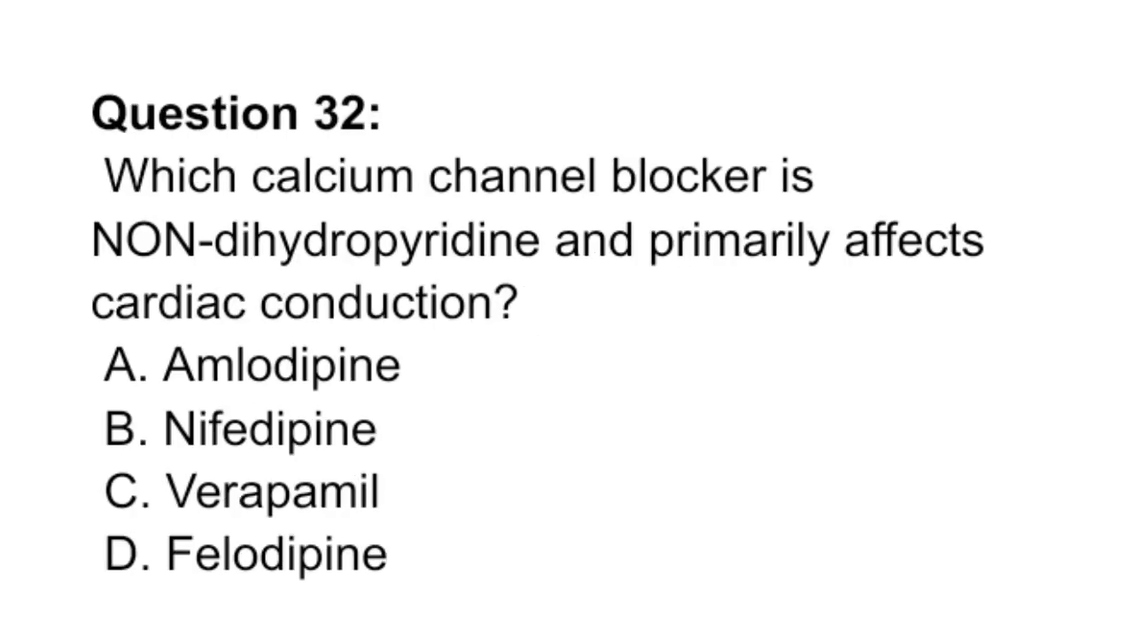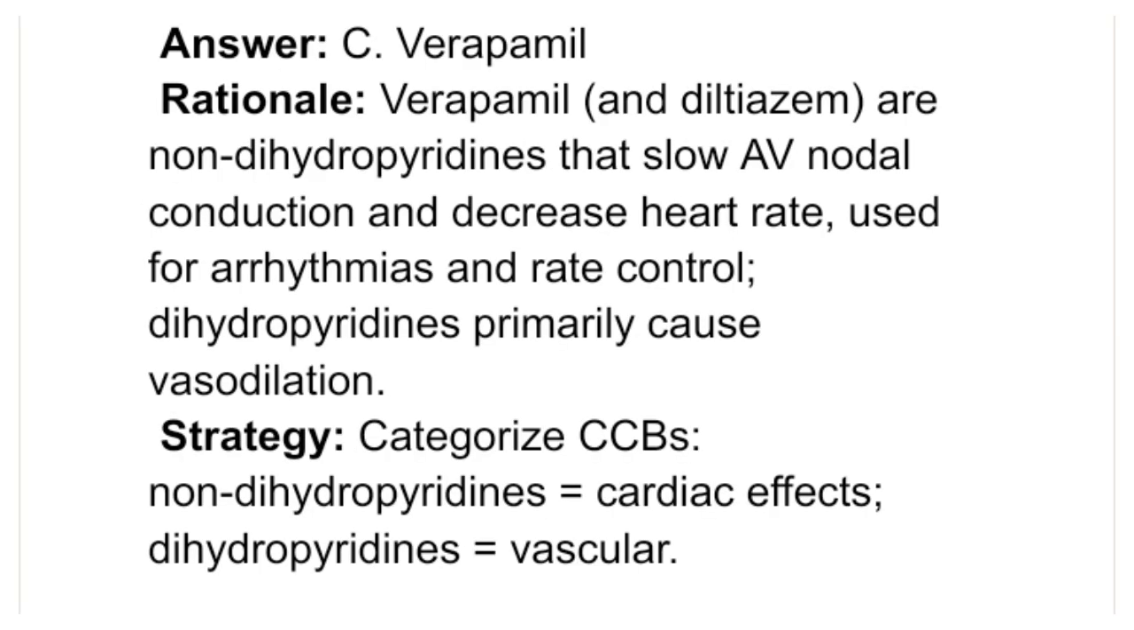Question 32. Which calcium channel blocker is non-dihydropyridine and primarily affects cardiac conduction? A. Amlodipine. B. Nifedipine. C. Verapamil. D. Felodipine. Answer: C. Verapamil. Rationale: verapamil and diltiazem are non-dihydropyridines that slow AV nodal conduction and decrease heart rate, used for arrhythmias and rate control. Dihydropyridines primarily cause vasodilation. Strategy: categorize CCBs, non-dihydropyridines equals cardiac effects, dihydropyridines equals vascular.